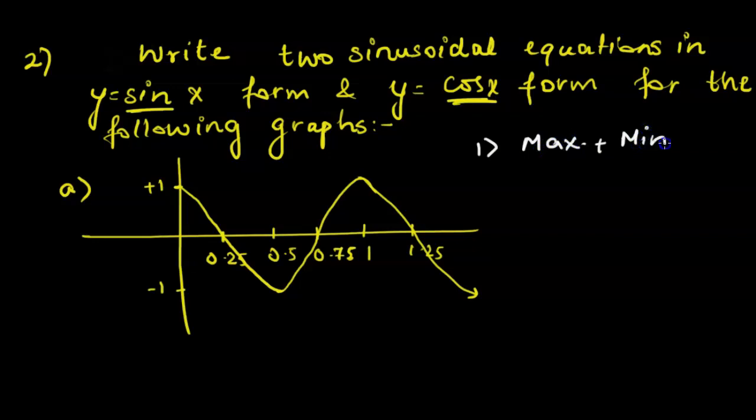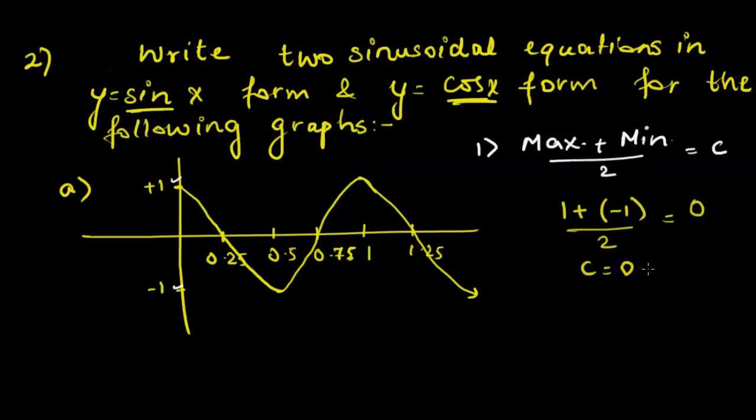add it to the min value and divide by 2 to get the c value. And c is going to be the equation of axis. We are given max as 1 and min as -1. So in this particular example, max is 1, min is -1, divide by 2. 1 minus 1 is 0, divided by 2 is 0. So the c value we have in this particular example is 0.